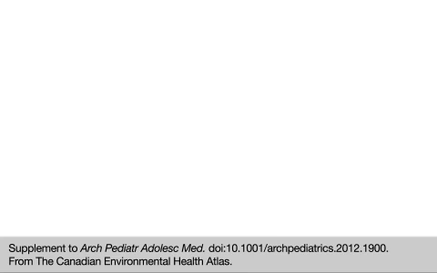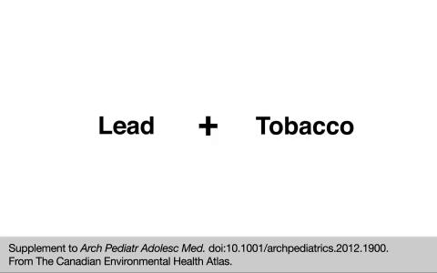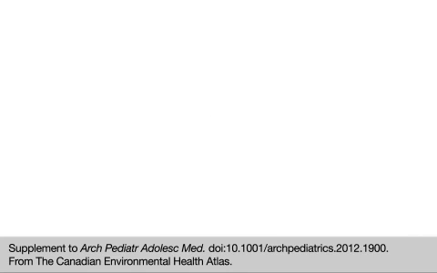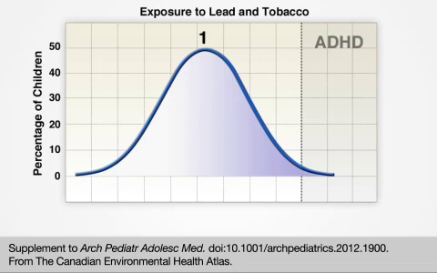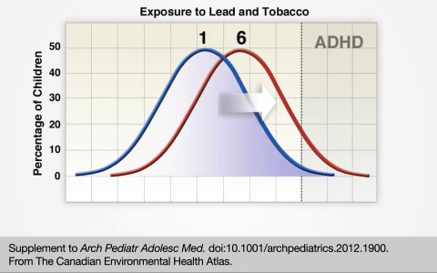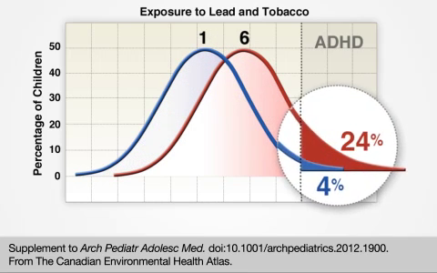Sometimes risk factors act independently. In other cases, like with lead and tobacco, they can magnify the impact of each other. This is called the synergistic effect. A child who has low lead exposure and wasn't exposed to tobacco typically exhibits one ADHD symptom. In contrast, a child who has higher lead exposure and was exposed to tobacco exhibits 6 symptoms. 4% of children who have neither exposure have ADHD, whereas 24% of children with both exposures have ADHD.